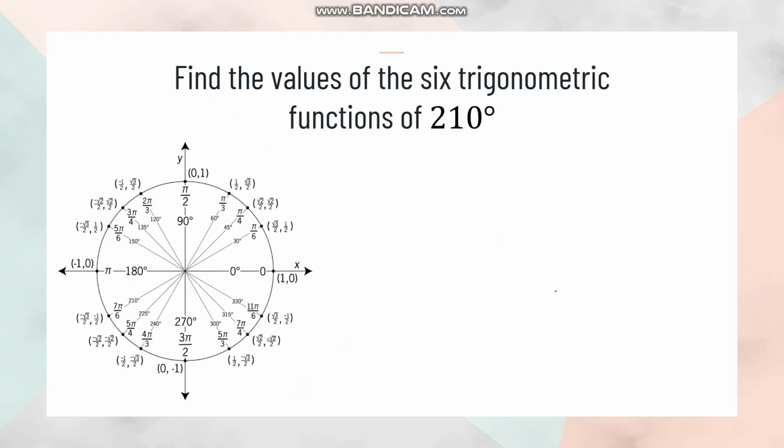Another example, let's say we have to find the values of the 6 trigonometric functions of 210 degrees. What we will do is, of course, identify first the terminal point or the trigonometric point. For 210 degrees, you just have to look at the unit circle. If you want, you can memorize this. You just have to identify the pattern so that you can easily memorize the terminal points. So for 210, the terminal point is negative square root of 3 over 2 and negative 1/2.